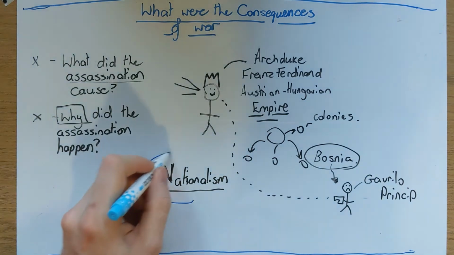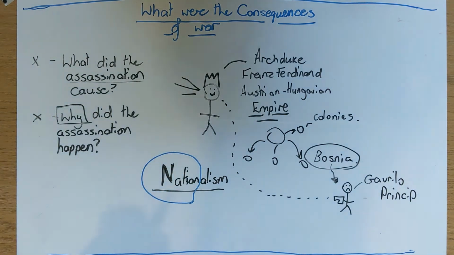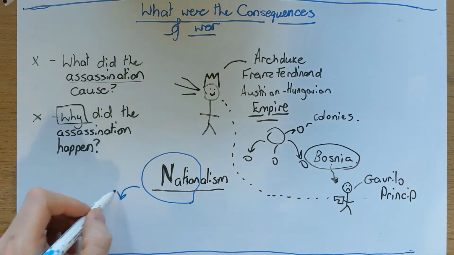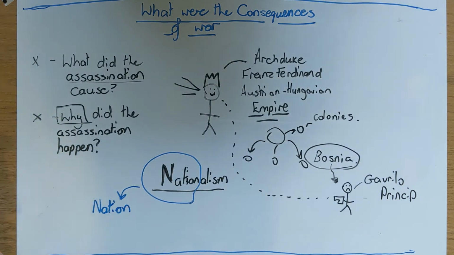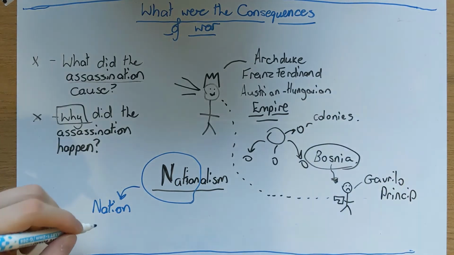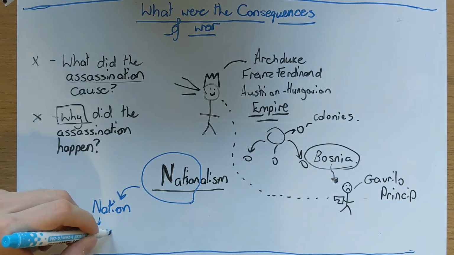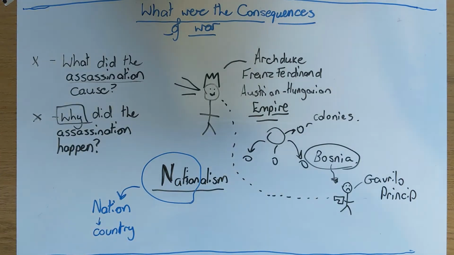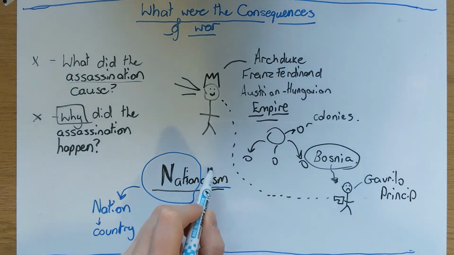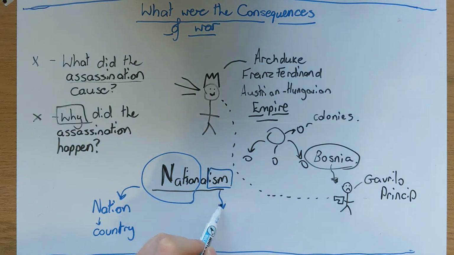Okay, if you're struggling to know what that word means, well, let's take the word apart. I saw an English teacher doing this, so I thought I'd copy. So nation, the English nation, the British nation. It's basically another word for country. And then ism is always used to talk about something.